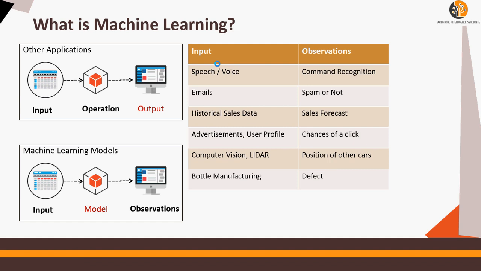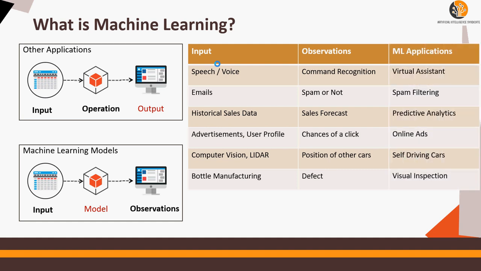Emails. So if you provide multiple emails with labeled data, like this email is a spam, this email is not a spam, you would have observation, the models or application as virtual assistant. So virtual assistant or spam filtering. So based on the data input you provide and observations, you would create a model. I'm going to give you an example in the next couple of slides.